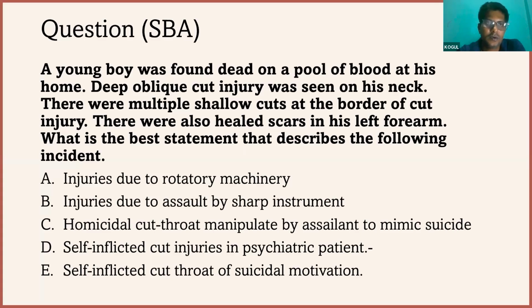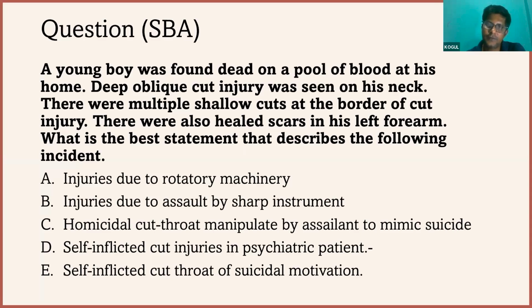The young boy was found dead in a pool of blood at his home. Young boy, pool of blood. A deep oblique cut injury was seen on his neck. Deep oblique cut injury. And there were multiple shallow cuts, so that is a keyword. Multiple shallow cuts at the border of the cut injury. There was also a healed scar on his left forearm. Healed scar in the left forearm is the other keyword.